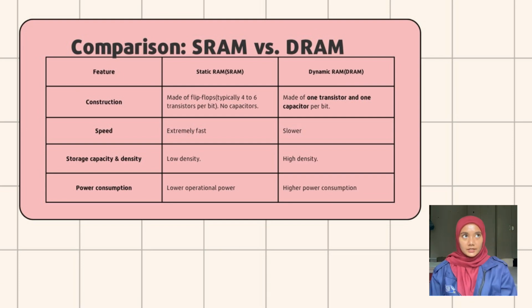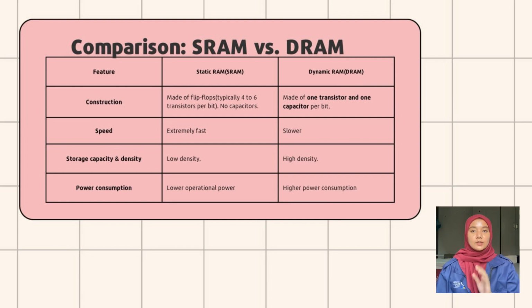However, dynamic RAM features high density because the microscopic size of a single transistor-capacitor pair allows billions of memory cells to be packed tightly onto a single chip. Finally, criteria number 4, which is power consumption.